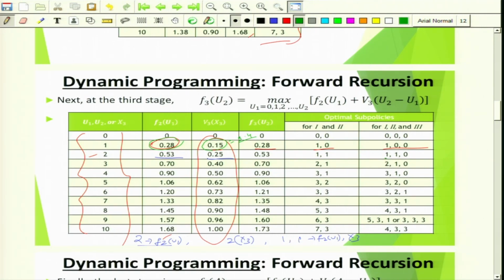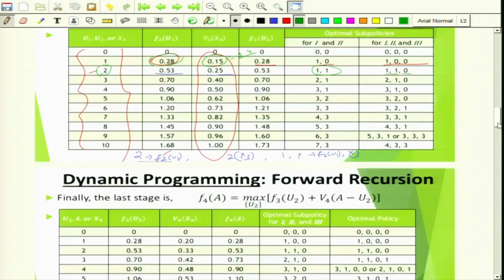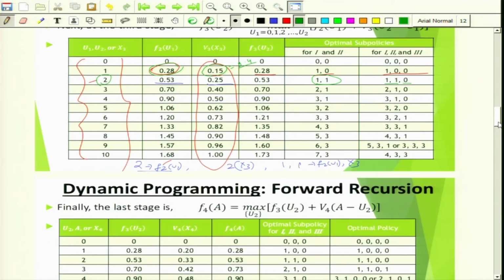Again you will get 1, 1, 0, because in the previous case for unit 2 investment the best combination was not 2, 0 or 0, 2, it was 1, 1. That's what is given here, 1, 1, and you just retain it as it is. Similarly you do it for all the investments, and you will get the optimal sub policies at stage 3 as per these entries.